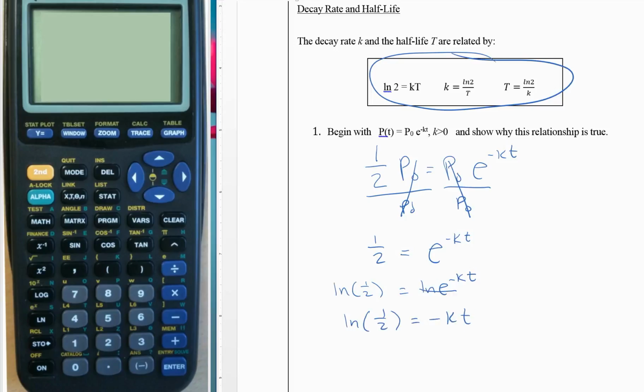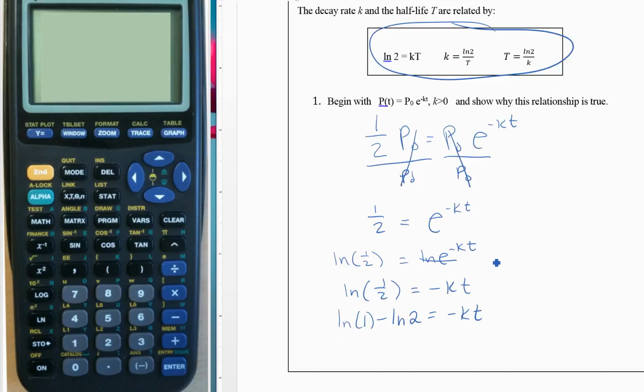Now, natural log of 1/2, that's division. We can break it into two logarithms, natural log of 1 minus natural log of 2. And natural log of 1 is equal to 0. So that gives us negative natural log of 2 equals negative kt. And we can divide both sides by -1 to get rid of the negative. So we'd have natural log of 2 equals kt. So that's how we get this first expression.